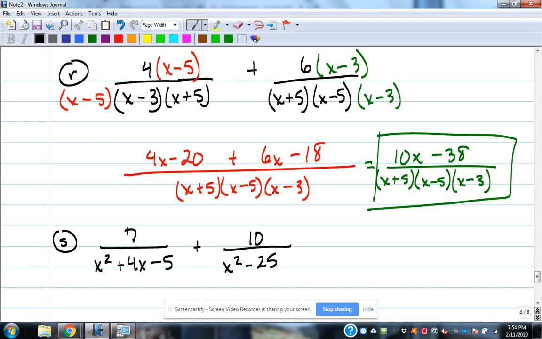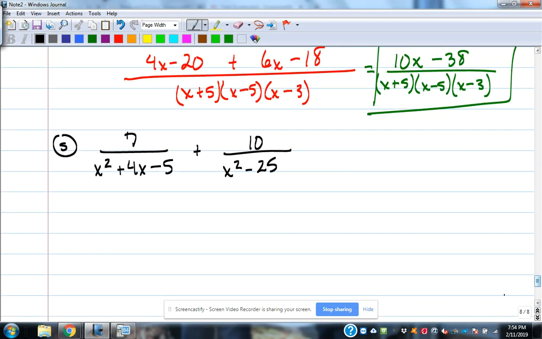Right? So let's factor the denominators to see what's the same and what's different about them. We know they're different, but there may be some similarities. So that's where the factoring comes in. So let's factor x squared minus 25. It's a difference of squares, because 25 is 5 squared, right? That would be x plus 5, x minus 5.